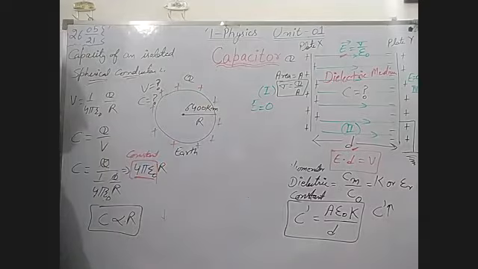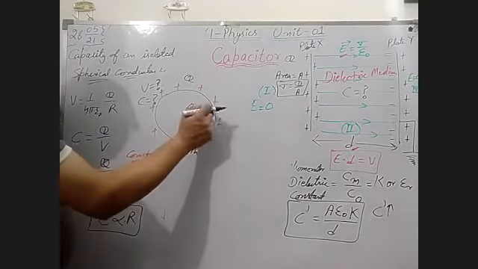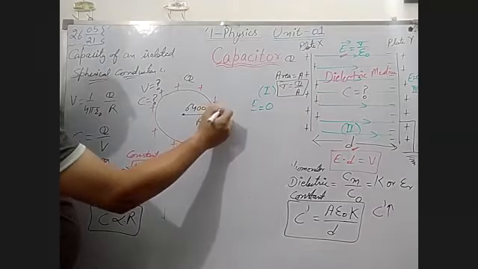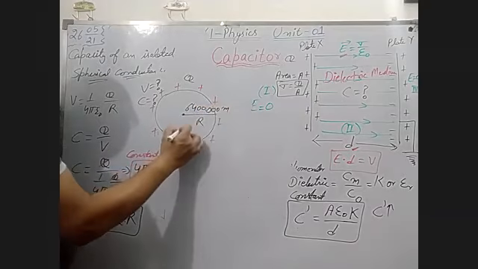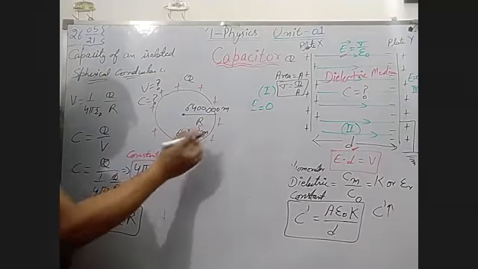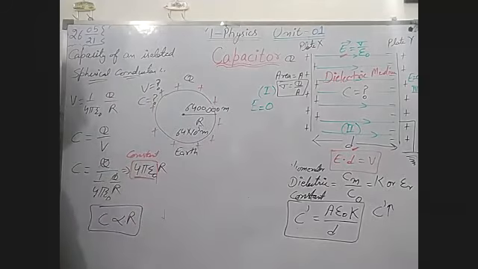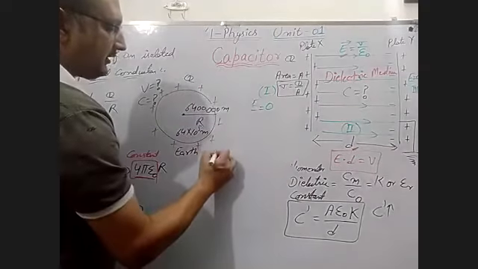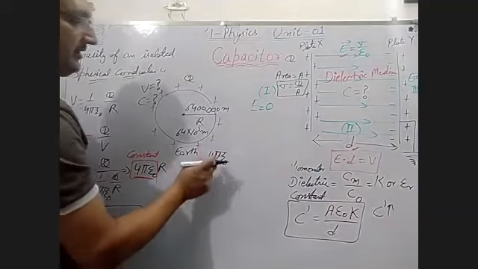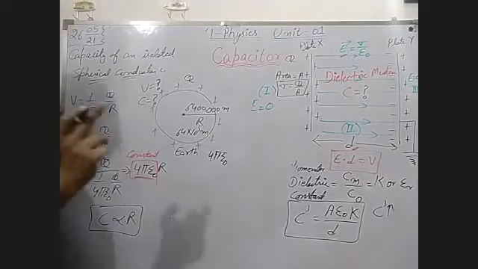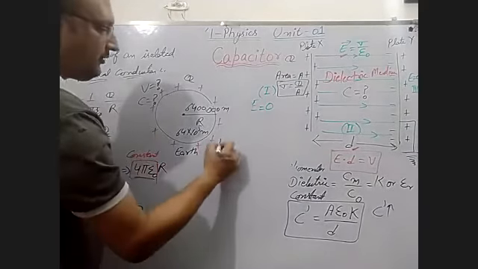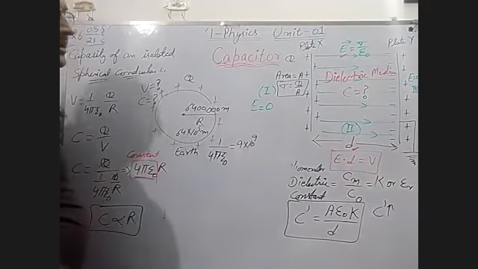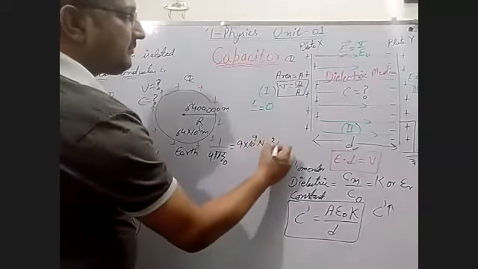6400 kilometer is the radius of Earth. Convert into meter, means you have to take 64 into 10 raised to the power 5 meter. Put this value and the 4 pi epsilon naught value. Yes, this is a very, very important thing: 4 pi epsilon naught, not 1 upon 4 pi epsilon naught. You know 1 upon 4 pi epsilon naught value is 9 into 10 raised to the power 9 Newton meter square per coulomb square.